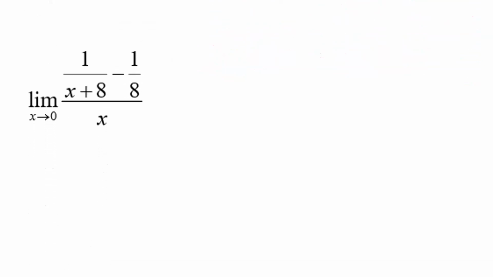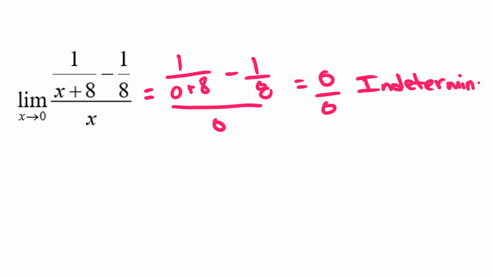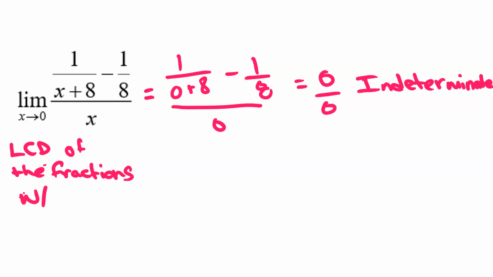Then we've got a fraction within a fraction. So we try direct substitution. And we get 0 over 0, which is indeterminate, no good. So we have to multiply by the least common denominator over itself, right? So we're going to find the least common denominator of the fractions within the fraction.